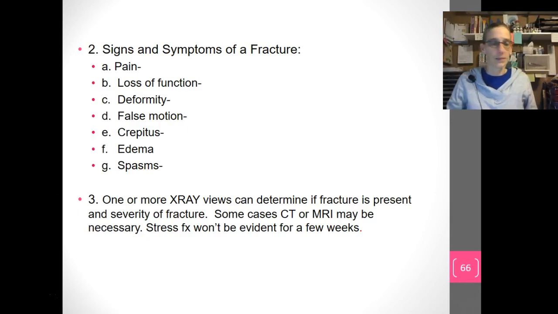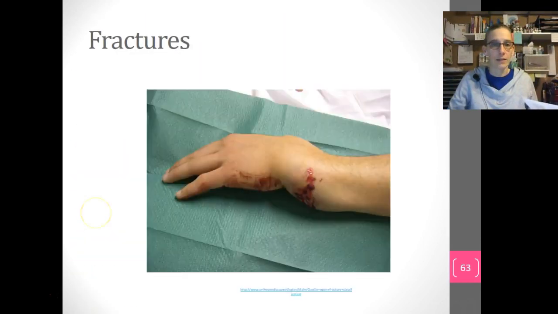All right, signs and symptoms of a fracture. Pain. Obviously, pain is the most common symptom. Loss of function. The patient cannot use that extremity. A deformity. If there is a gross deformity or an unusual position, you know something is broken. The picture I think I had at the very beginning of this. Obviously, something is broken in here.